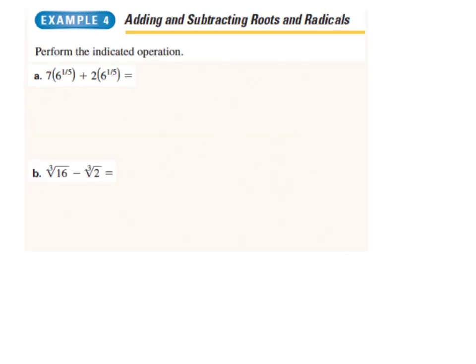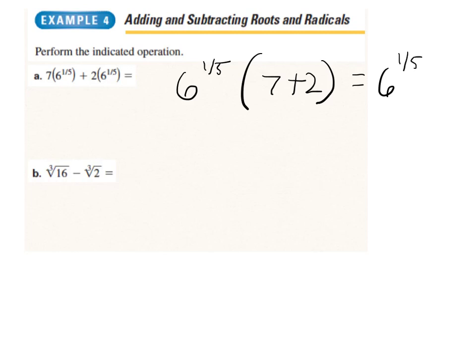Here, what we've got is basically this 6 to the 1/5 in A here distributed to a 7 and a 2. It's already been distributed. So what I want to do is factor that out. So I'm going to say, all right, this is 6 to the 1/5 times 7 plus 2. All right, which equals the same thing as 6 to the 1/5 times 9, or 9 times 6 to the 1/5. Sometimes how you'll see it. And that's as far as you have to take it.